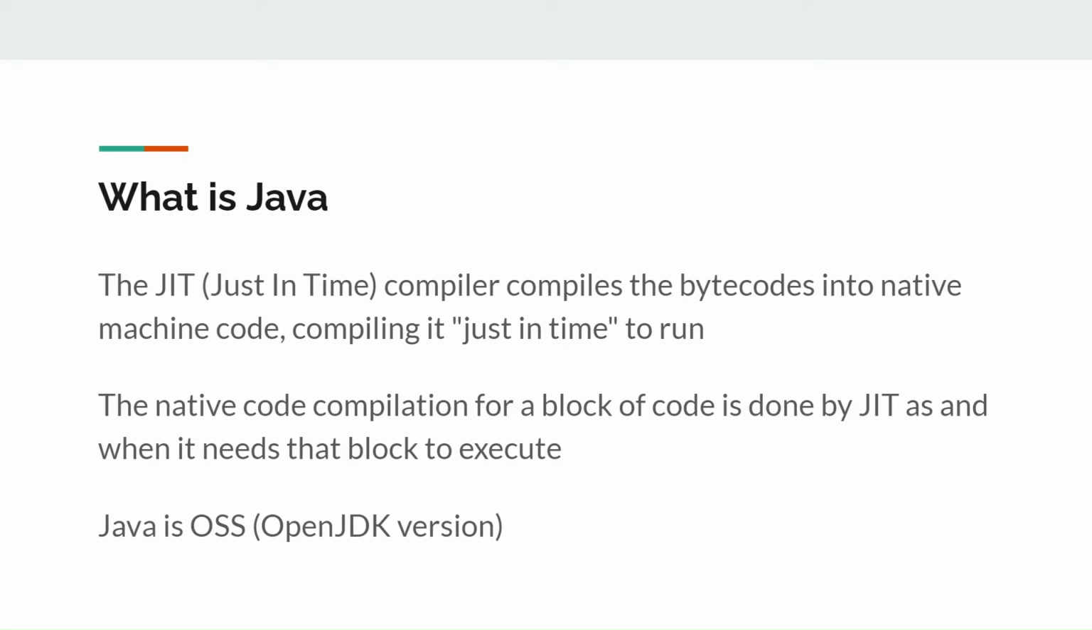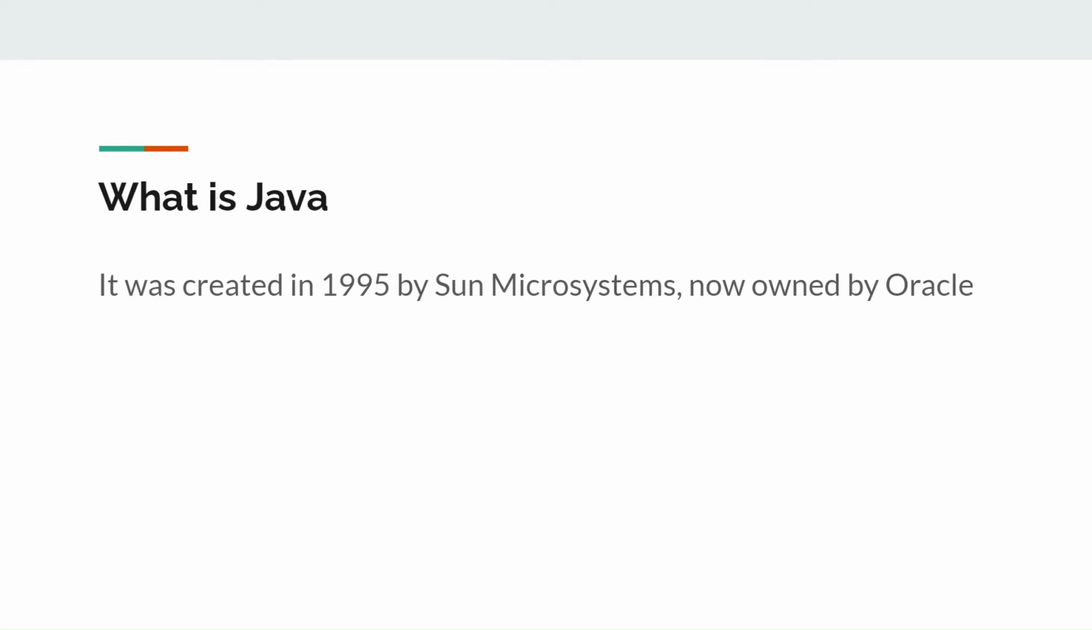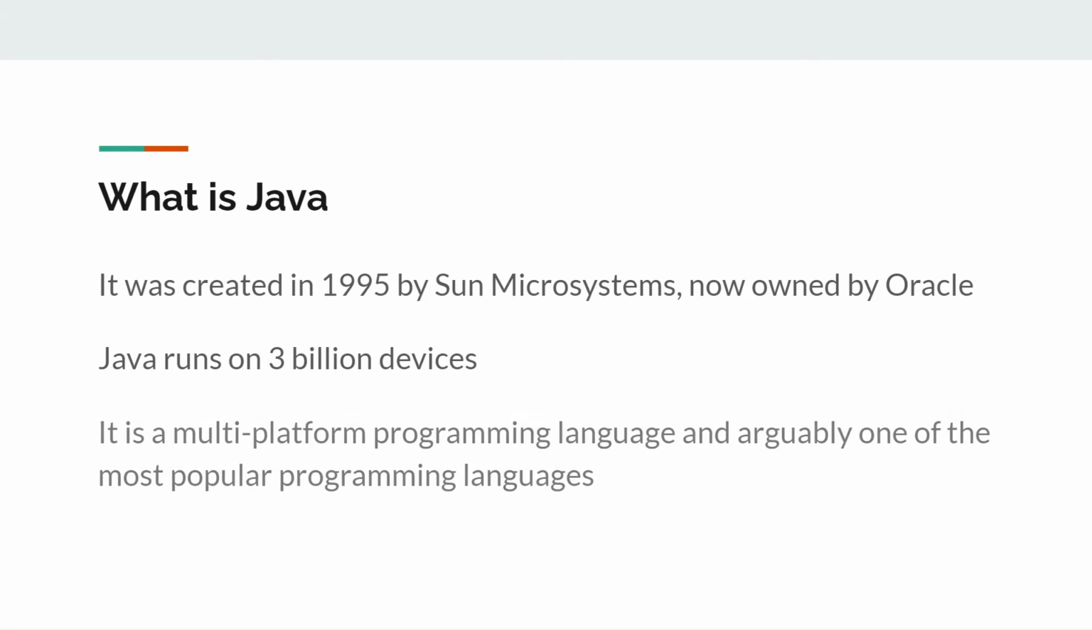The OpenJDK version of Java is the open source one. It was created in 1995 by Sun Microsystems and is now owned by Oracle. Java runs on more than 3 billion devices. It is a multi-platform programming language and arguably one of the most popular programming languages. Java also provides functional capability, meaning functional programming type capabilities.